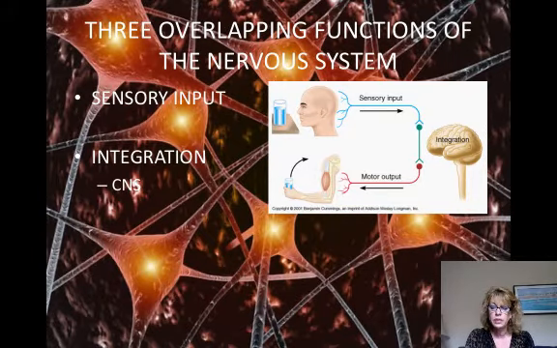Integration is when the input is interpreted and associated with the appropriate response. It's carried out in the CNS, or the central nervous system. This includes the brain and the spinal cord.